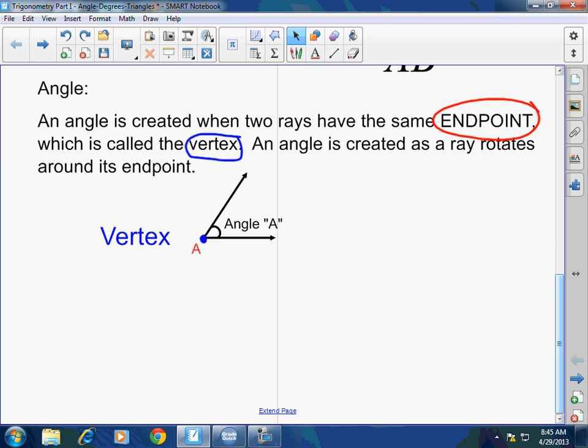So, I have an angle here. This little blue dot, that's where the rays connect. And that's called my vertex. Inside the angle, this little area right here, that denotes the angle. And this is angle A in this case. Why? Because it's labeled A. That's how an angle is formed. It is two rays that have the same endpoint.